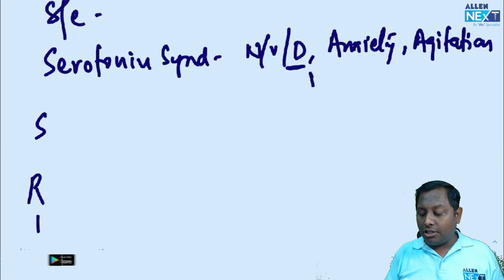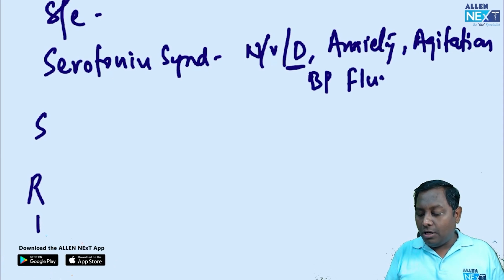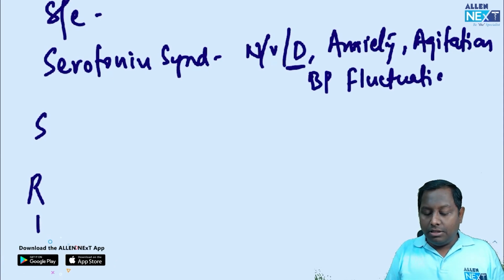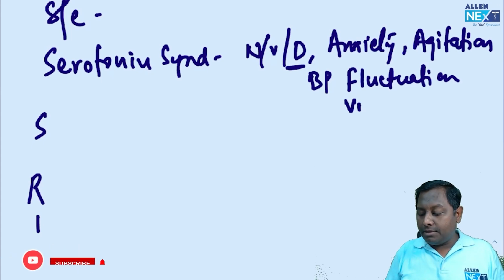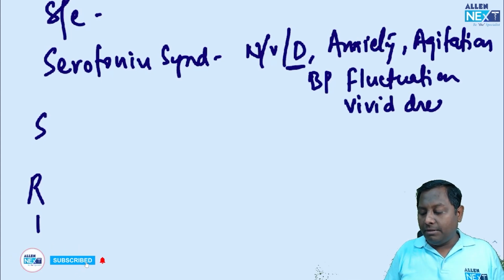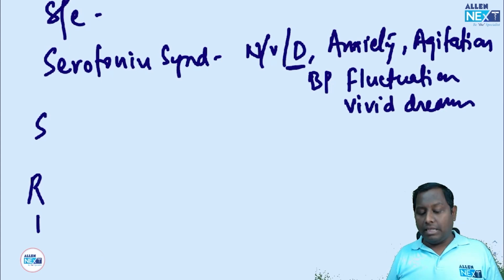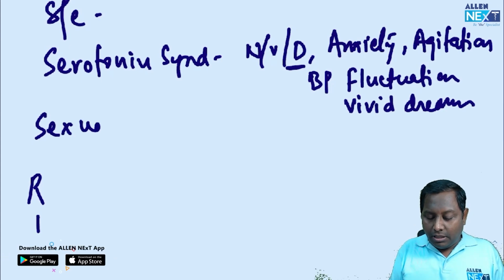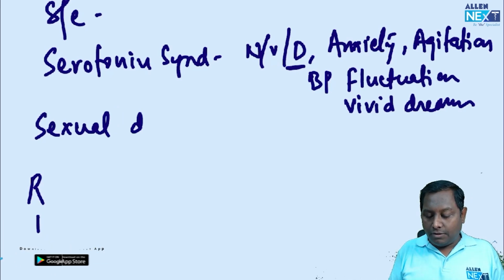There will also be blood pressure fluctuation, which is one of the problems with this serotonin. And vivid dreams, which was asked once before in AIIMS. Vivid dreams is also something that has been asked in AIIMS. Then sexual dysfunction: in the 2021 examination, sexual dysfunction was something that was asked.